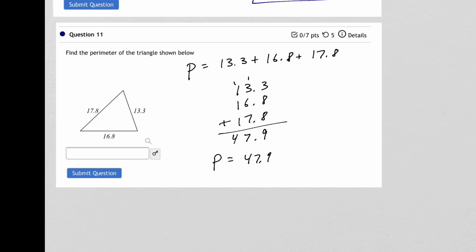Again, if these had units, like if these were, say, meters, then this would just be meters, right? Because this is the distance around. So that would be the answer.